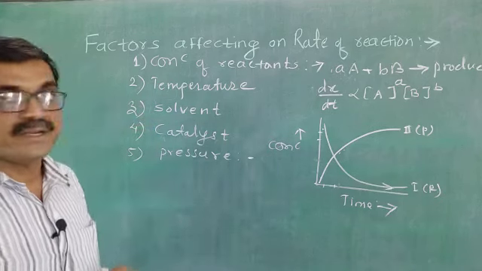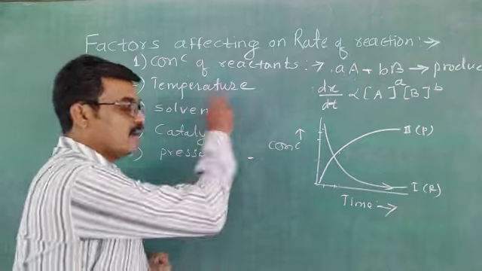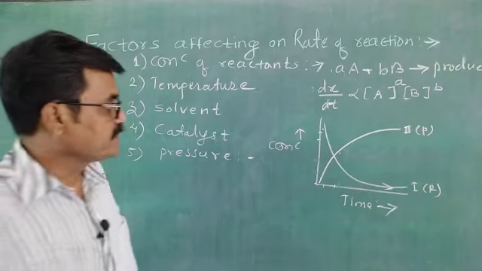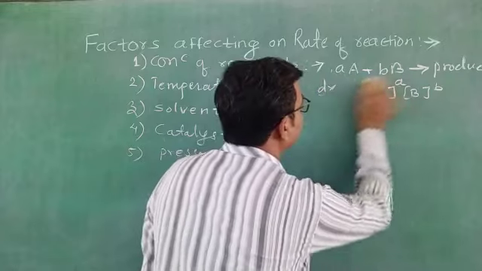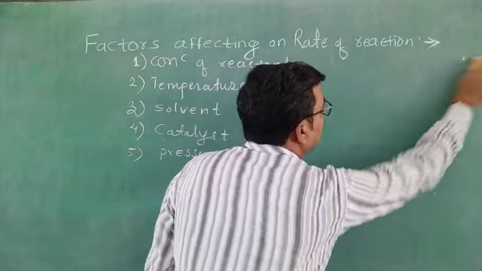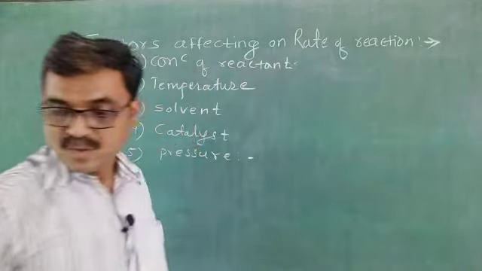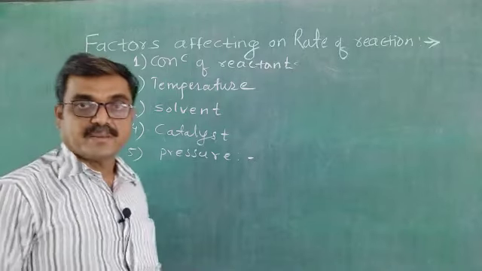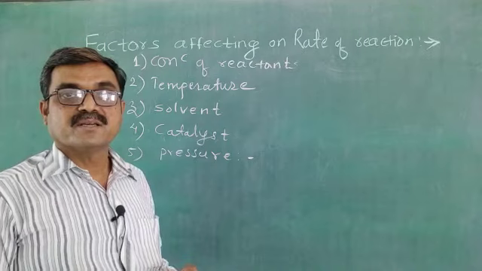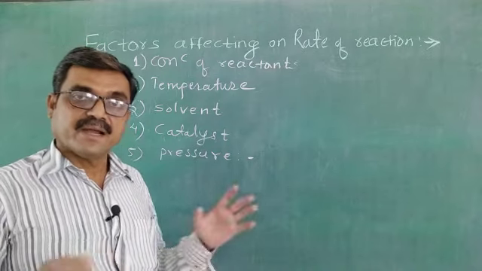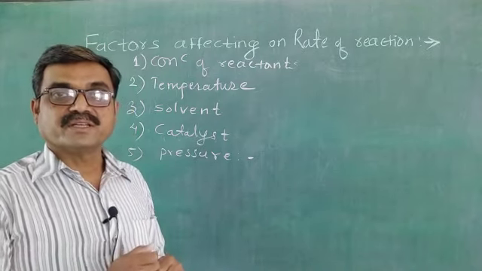Now second point is temperature. As the temperature increases, what happens? The rate of reaction also increases. Why is this so? Because due to the increase in temperature, the kinetic energy of the reacting species increases, their number of collisions increases, and the rate of reaction also increases.